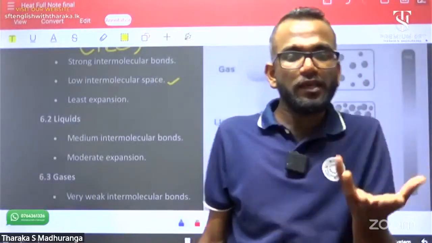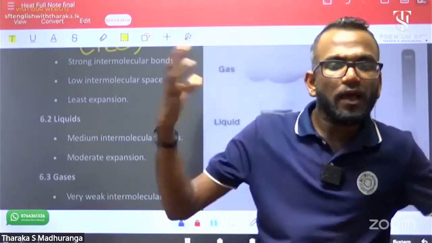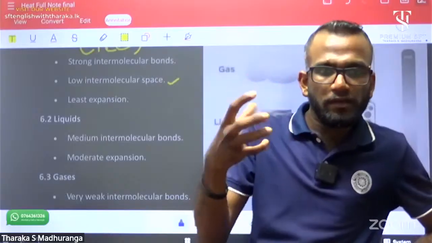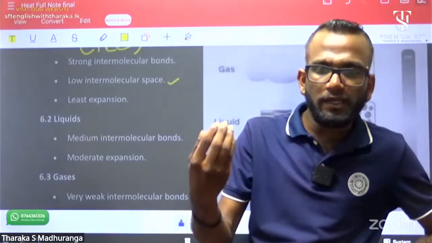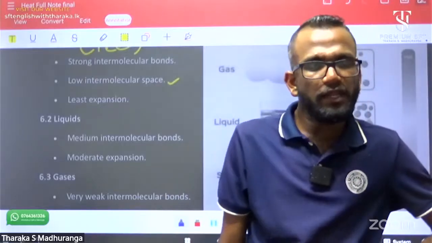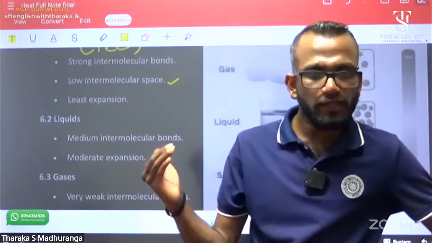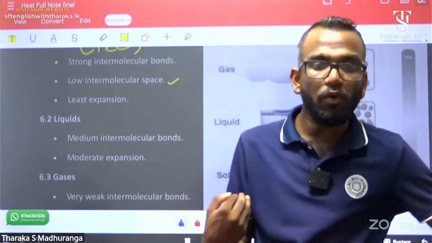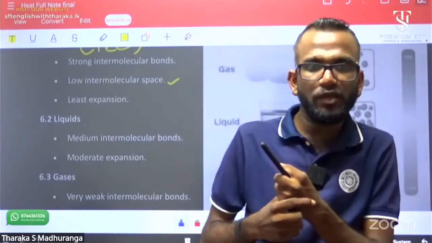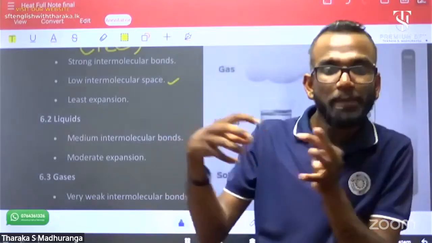Then what do you think? Their expansion ability, is it high or low? The solid, is their expansion ability comparatively high or low? If you compare with liquid and gases, it is very low because they have huge barriers, intermolecular bonds, and they are compacted.